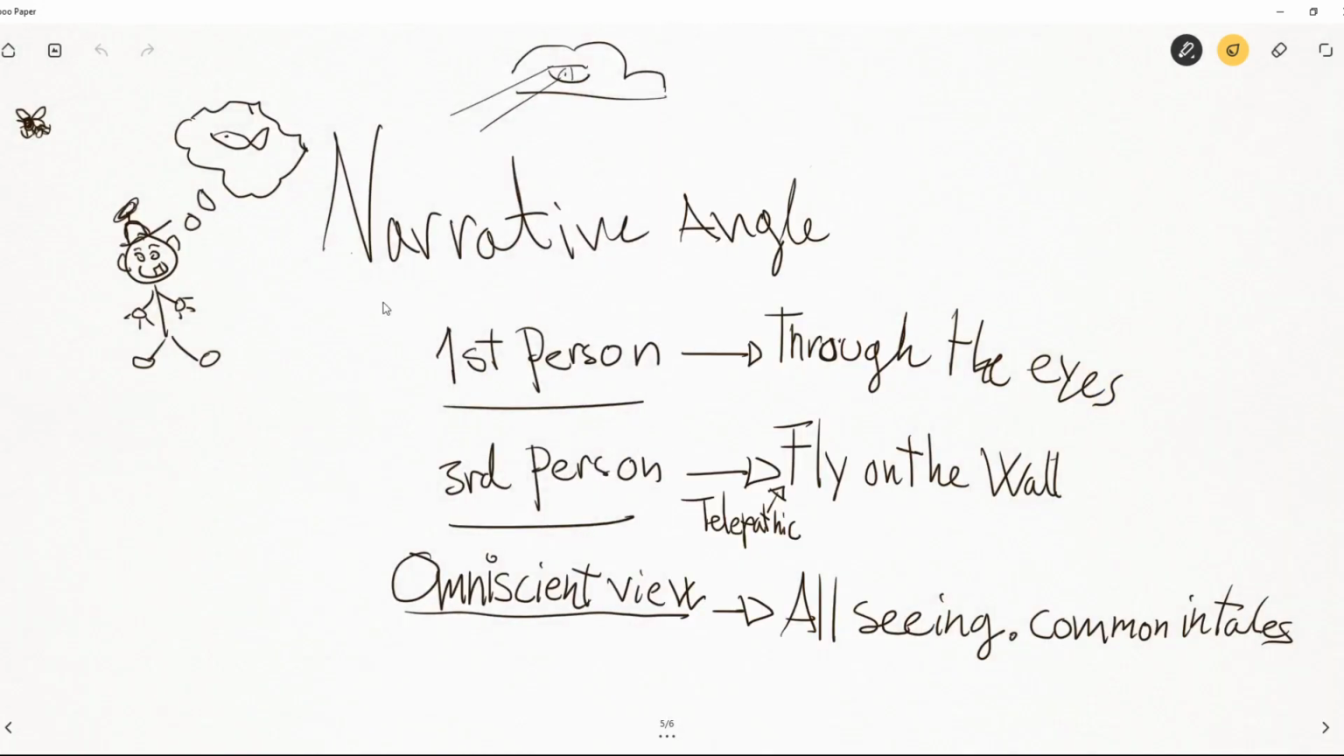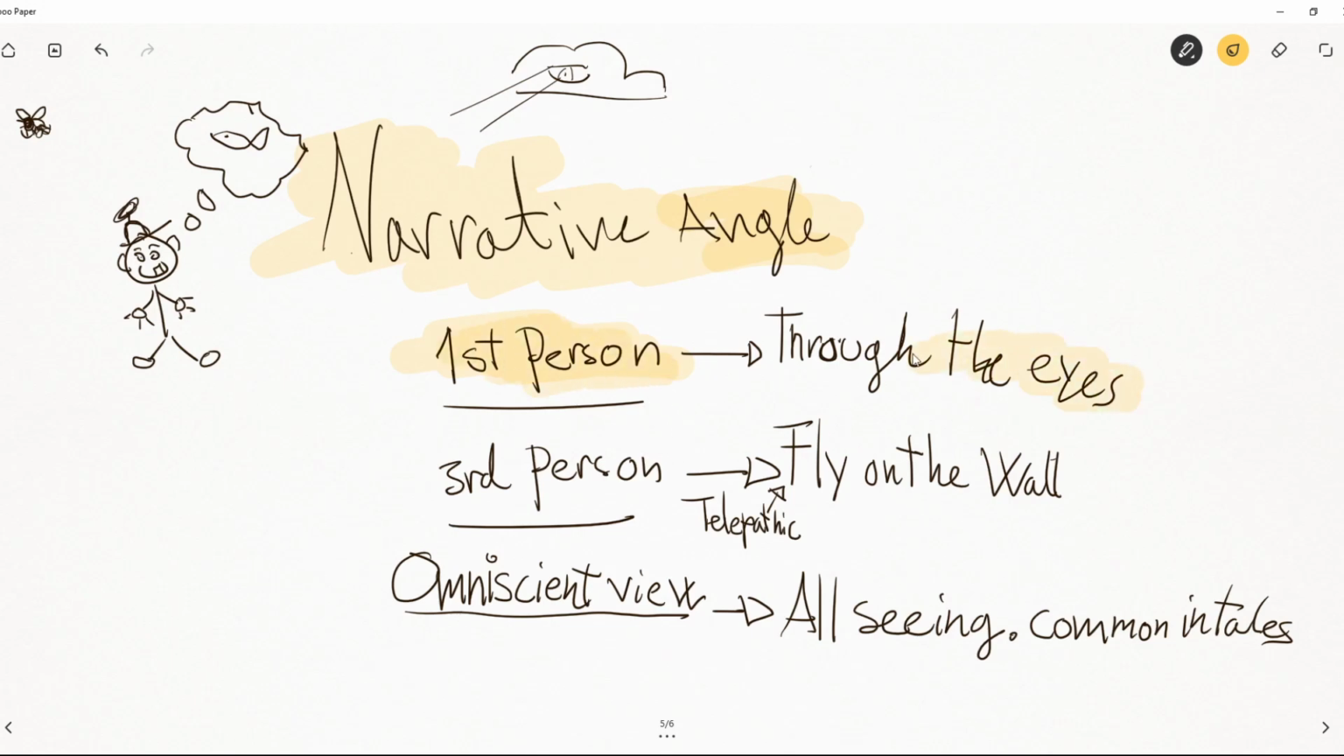Okay, next thing, and that is the narrative angle. The narrative angle is where you are viewing the stuff from. This is quite straightforward. Either it's in the first person, and that is through the eyes of the main character.